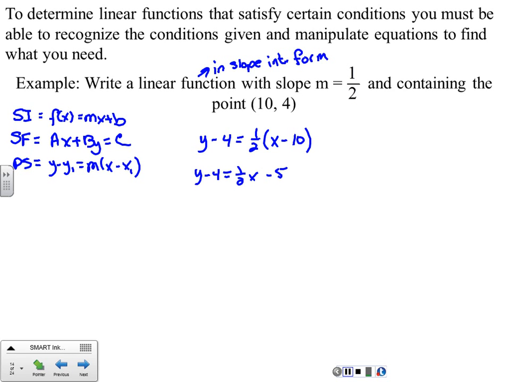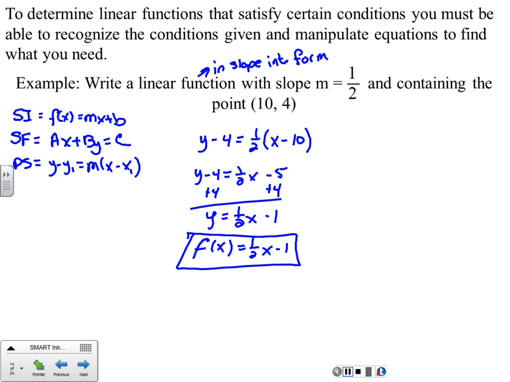Now what form did I want it in? Slope-intercept form. So what does that mean? Y has to be by itself. So all I have to do at this point is add 4 to both sides. And I get y is equal to 1/2 x minus 1. Write it in functional notation. And you're done.